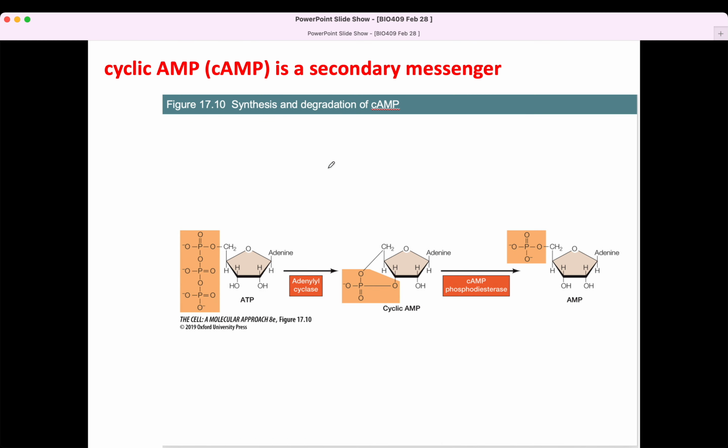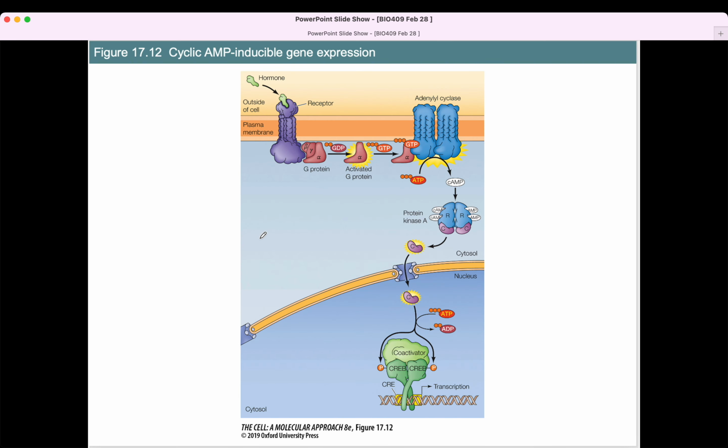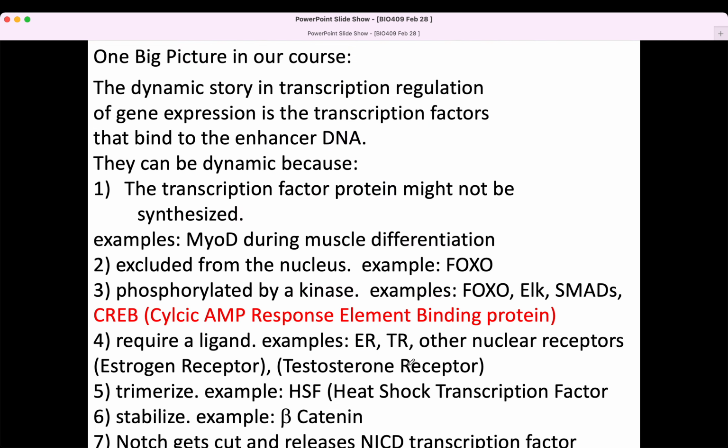So we have a second one of these we want to learn about as well. This is chapter 17. Oh, look, it's a second messenger. Cyclic AMP does other jobs inside the cell. This is one for us to learn.